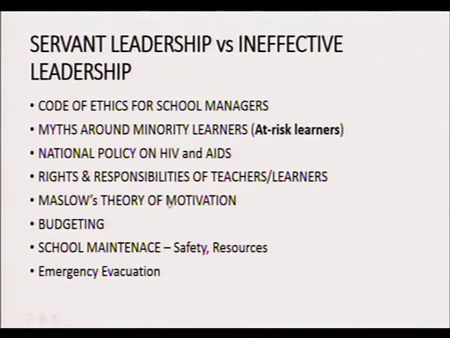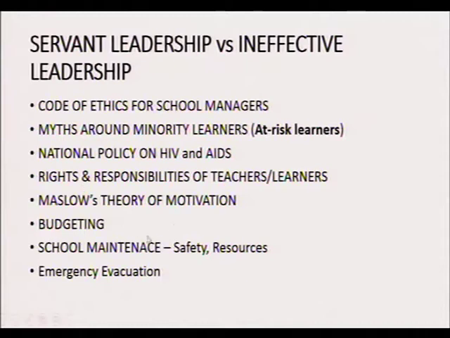And then rights and responsibilities of teachers, or the rights and responsibilities of learners. Every time you come across this topic about rights and responsibilities, you need to distinguish what are the rights and what are the responsibilities. At times it is required of you to match. In other words, when you talk of a right, you need to match what is the responsibility that goes together with that right. That is now for both teachers and learners. You need to know what the rights and responsibilities are.